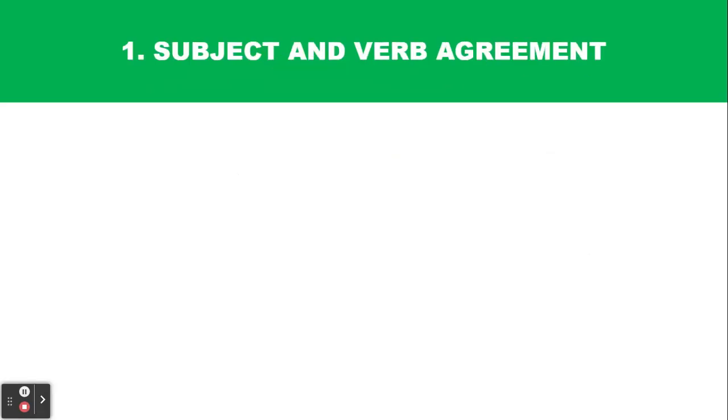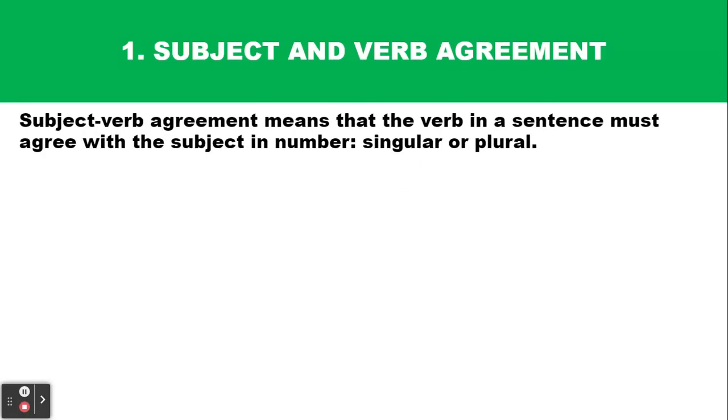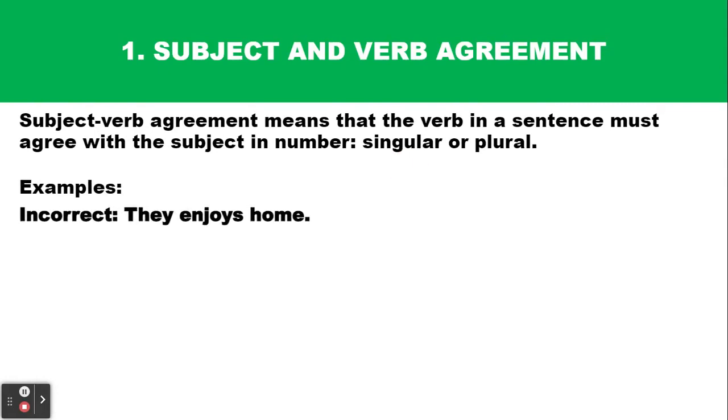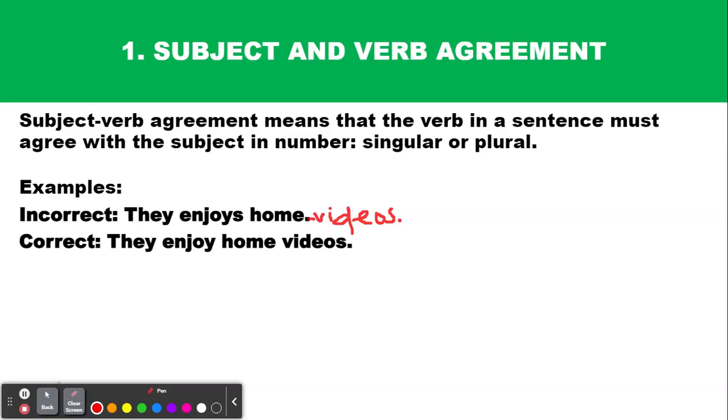Let's begin with the first one, subject and verb agreement. Subject-verb agreement means that the verb in a sentence must agree with the subject in number, that is singular or plural. For example, it is incorrect to say "they enjoys home videos." The correct thing is "they enjoy home videos," okay?